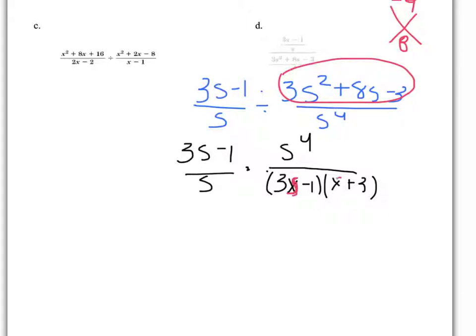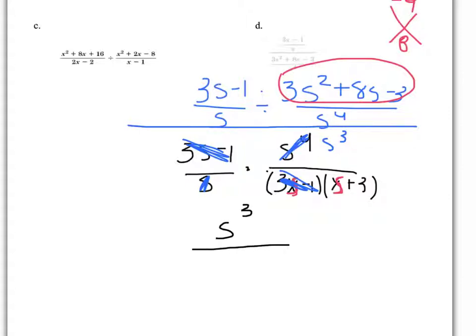Now I'm going to look for any common factors that I can cancel out, and I see that I have a 3s minus 1 on top and bottom. Also, I have an s to the first and an s to the fourth, leaving s cubed on the top. So when I'm all said and done here, I'm going to have s cubed on the top and then s plus 3 on the bottom. You cannot cancel out an s. Don't. All right, yeah, I messed that up.